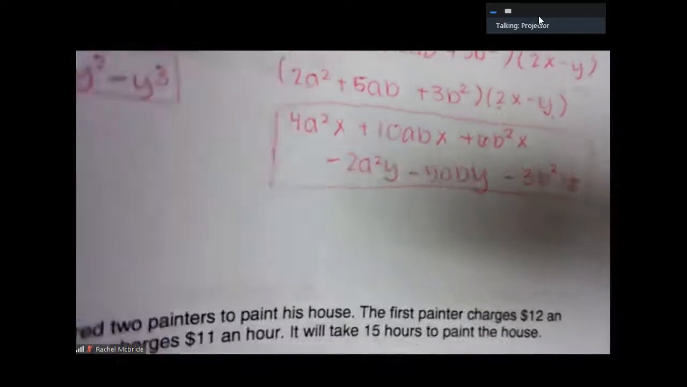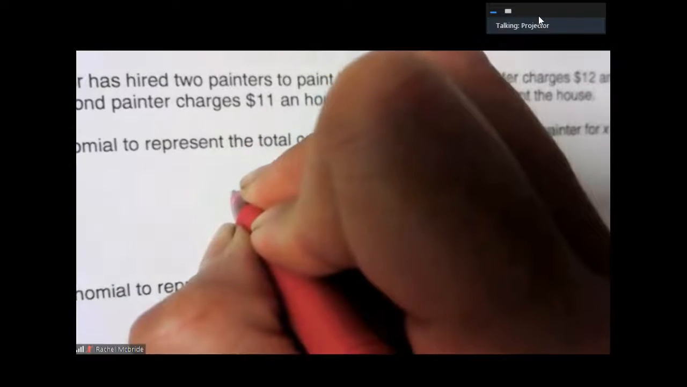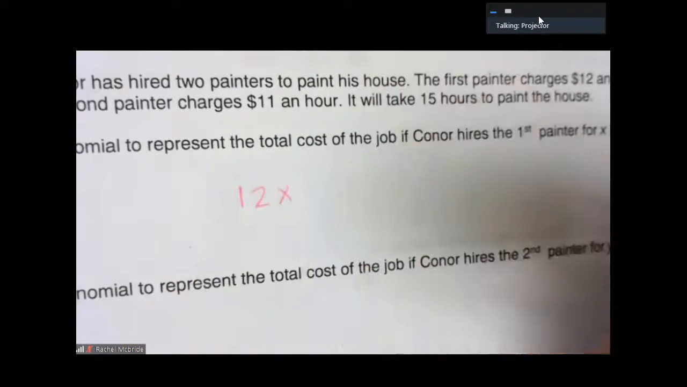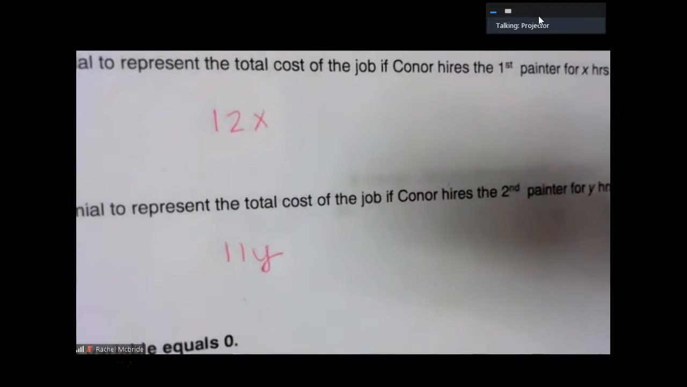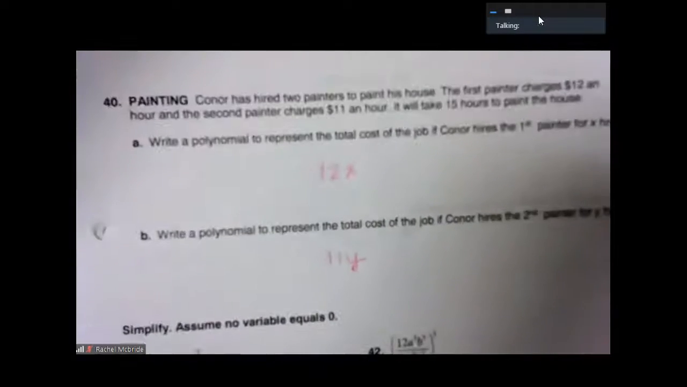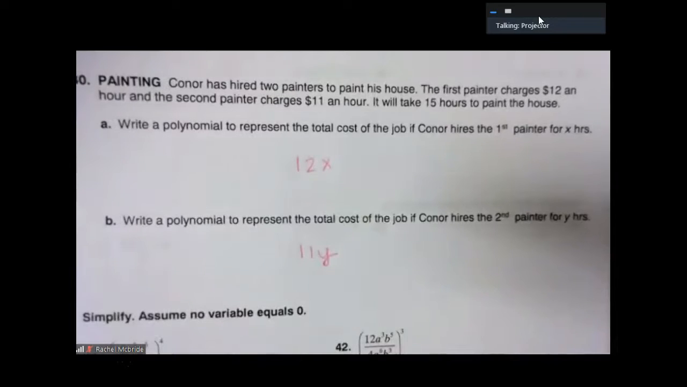Okay, number 40 for part A, Connor should have had 12x, and for part B, it was 11y. So just 12x and 11y.